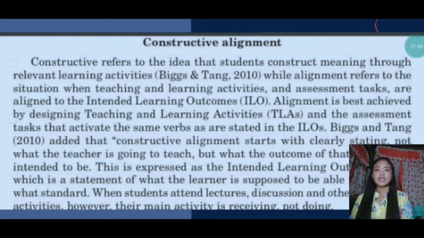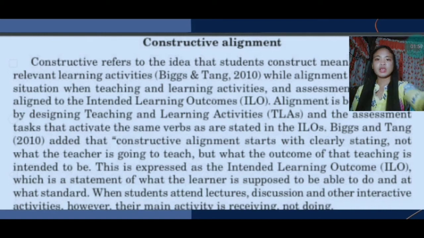Biggs and Tang added that constructive alignment starts with clearly stating not what the teacher is going to teach, but what the outcome of the teaching is intended to be. This is expressed as the intended learning outcome, ILO, which is a statement of what the learner is supposed to be able to do and at what standard. When students attend lectures, discussions, and other interactive activities, however, their main activity is receiving, not doing.